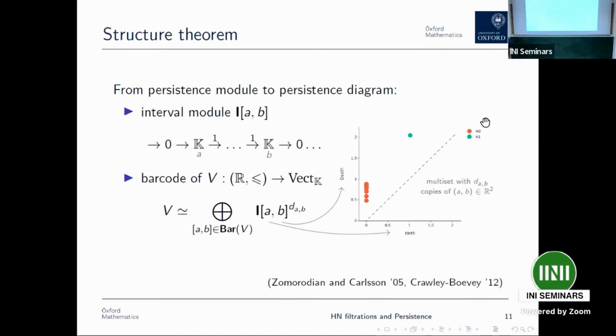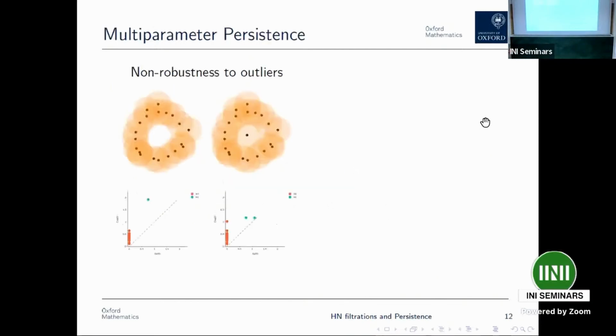It means that there's a one cycle which was detected across a broad range of scales. And so we say that this point is significant. And in fact, it comes from the fact that we had this underlying circle in our data set. Okay, so that's it for the introduction to standard persistent homology.